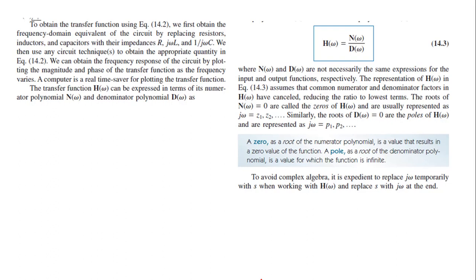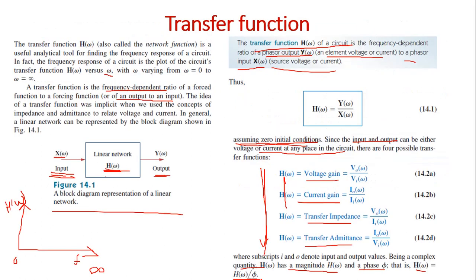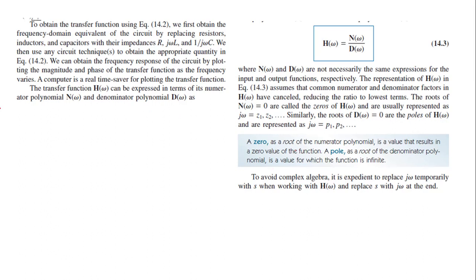Now to obtain the transfer function which was mentioned here, first we have to obtain the frequency domain equivalent of the circuit, replacing resistor, inductor, capacitor with their impedances R, j omega L, 1 by j omega C. We then use any circuit techniques to obtain the appropriate quantity in the previous equation. We can obtain the frequency response of the circuit by plotting the magnitude and phase of the transfer function as the frequency varies.